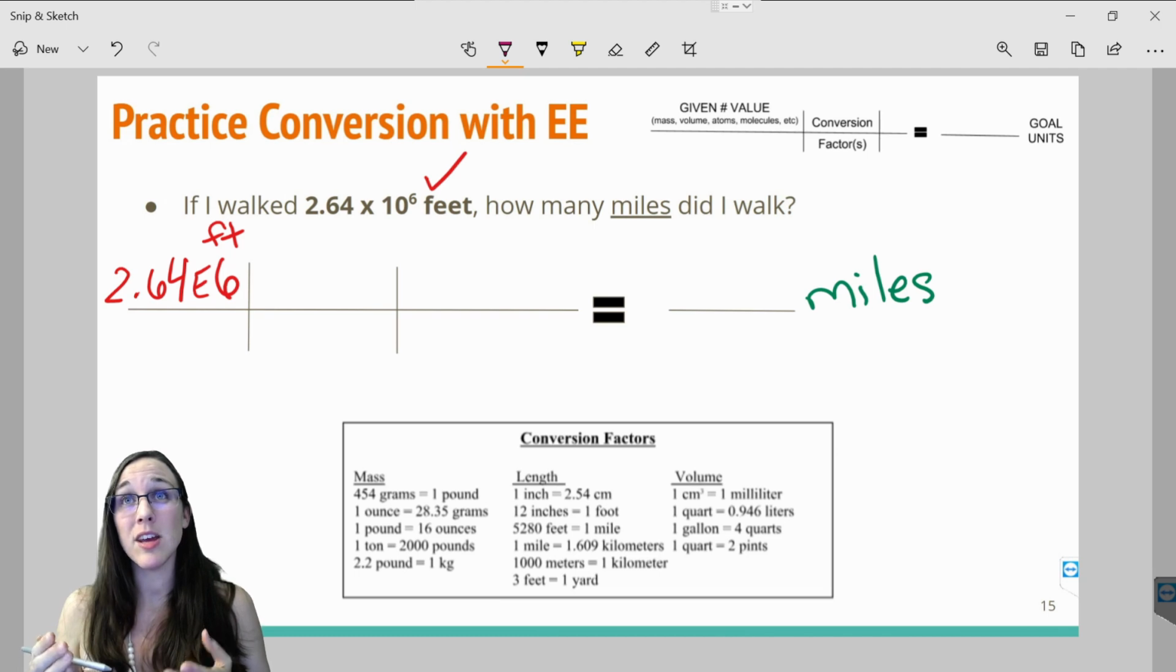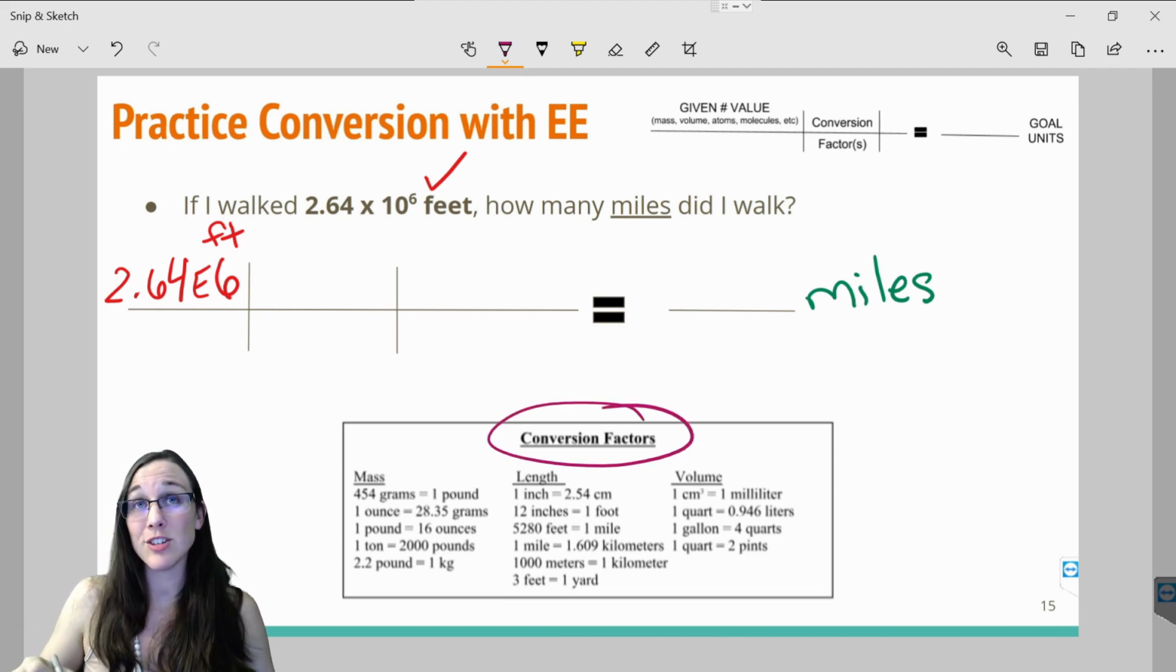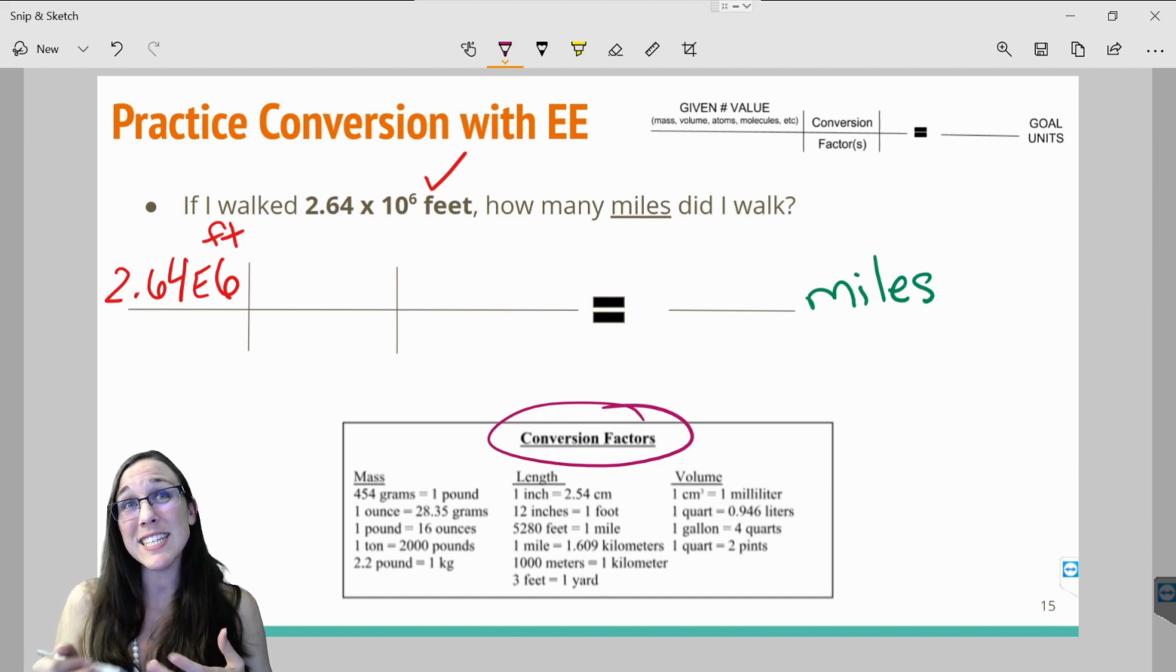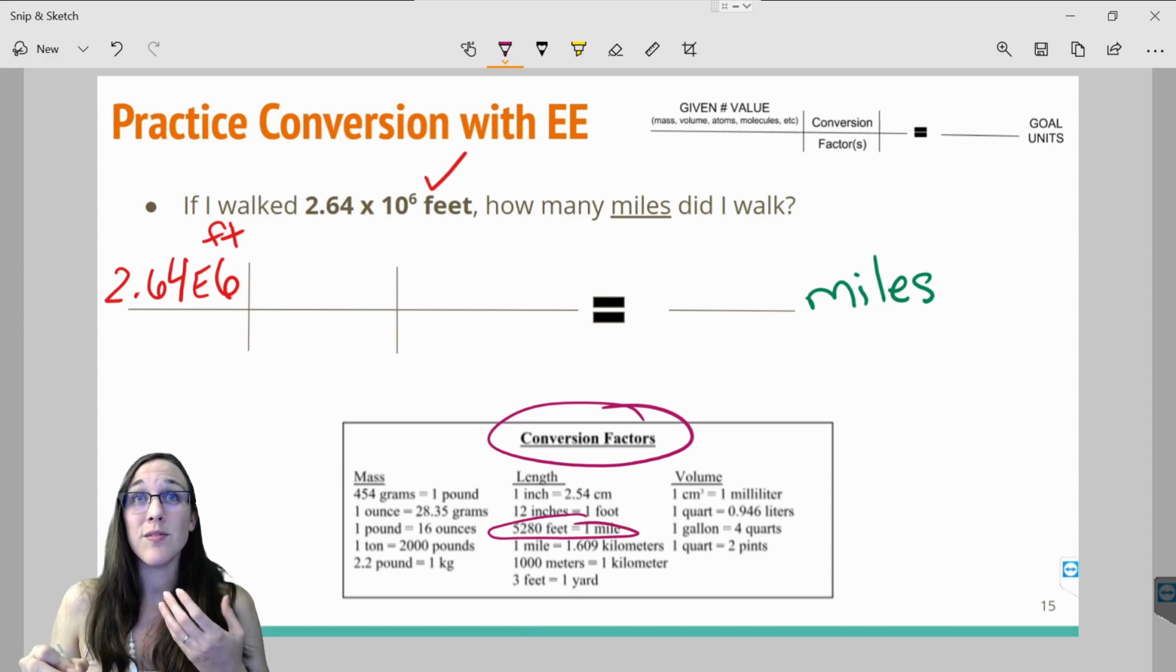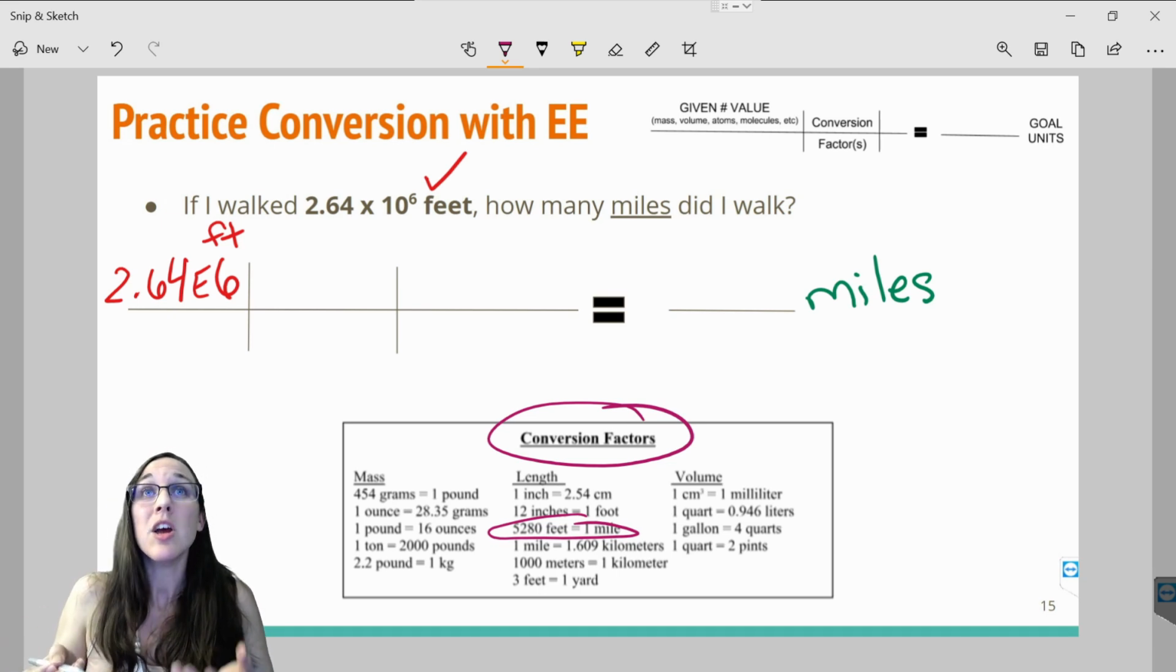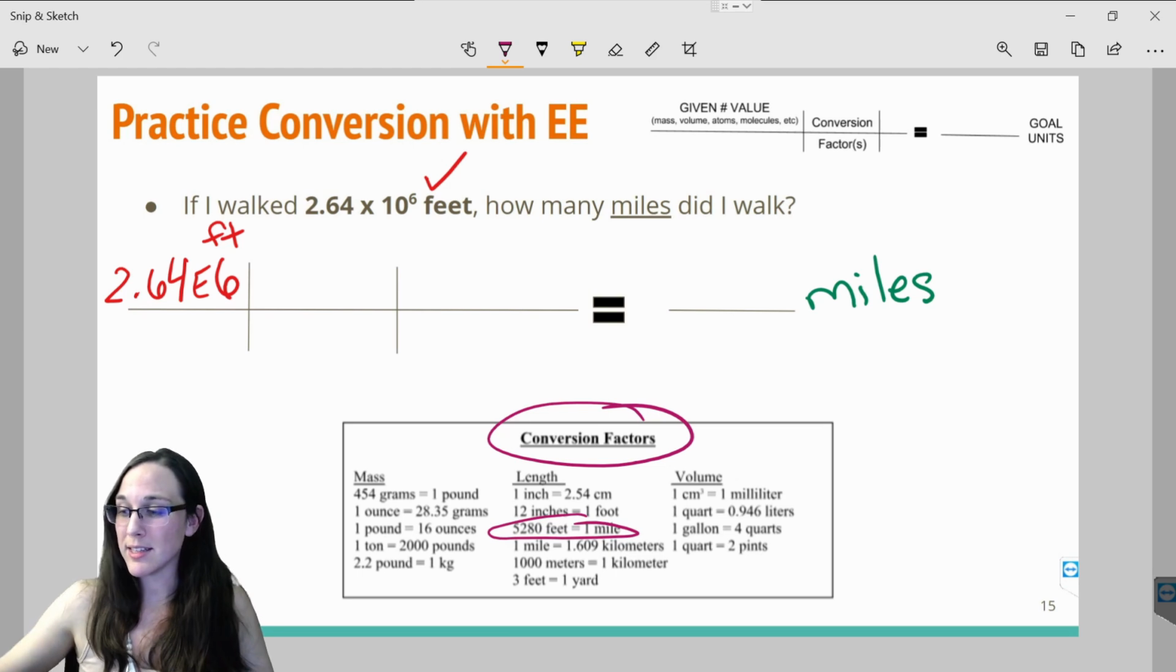to miles. So if we look down at our conversion factors, those are our dominoes to choose from. We need to look for something that has feet and miles in it. In this case, hopefully you're seeing this one right here. That's our domino piece. There's 5,280 feet in 1 mile, or 1 mile has 5,280 feet. Remember, we have two different ways of making this domino piece.